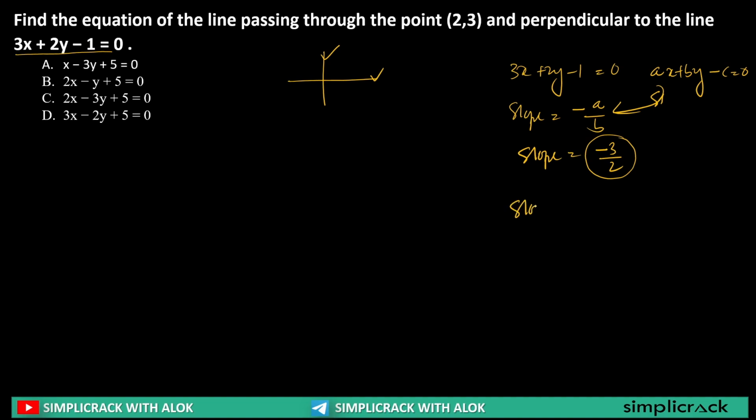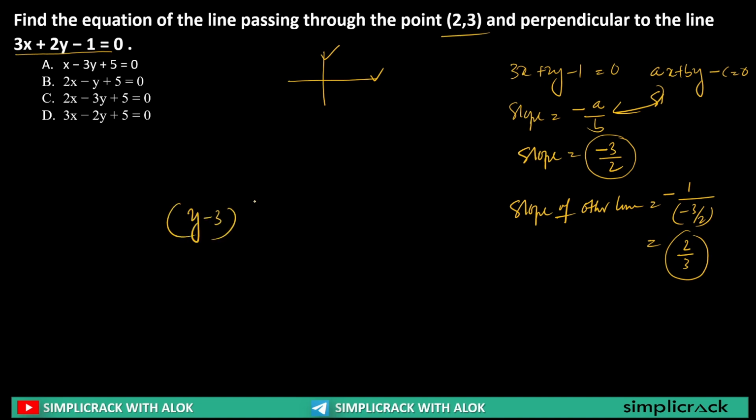So the slope of the other line is equal to what? Minus 1 by minus 3 by 2. Minus minus will cancel out, so it is 2 by 3. So the slope of the other line is 2 by 3 and it is passing through (2, 3). So the equation will be y minus 3 is equal to 2 by 3 into x minus 2.